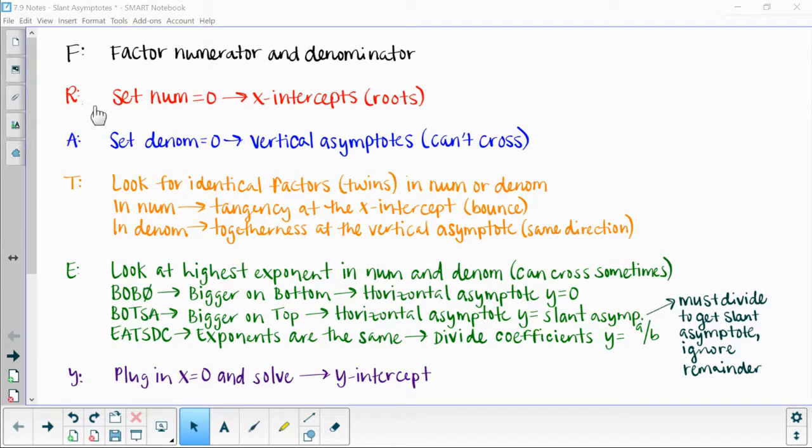R is for roots. We're going to set our numerator equal to 0 to get our x-intercepts. A is for asymptotes. We're going to set our denominator equal to 0 to get our vertical asymptotes. Remember, these are lines that we cannot cross.